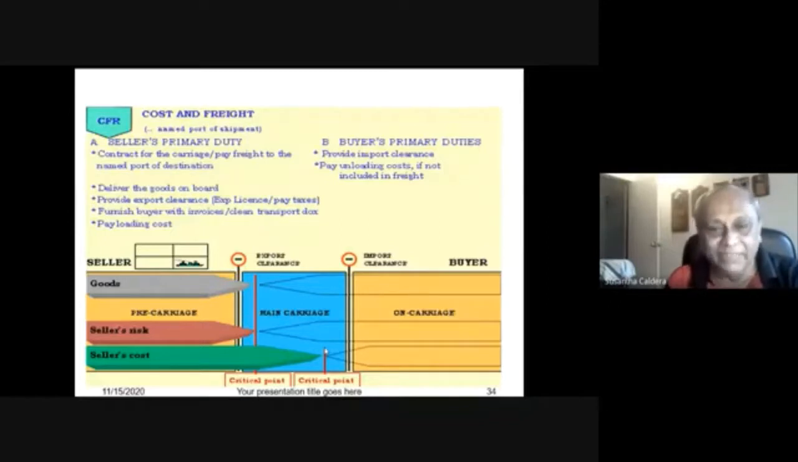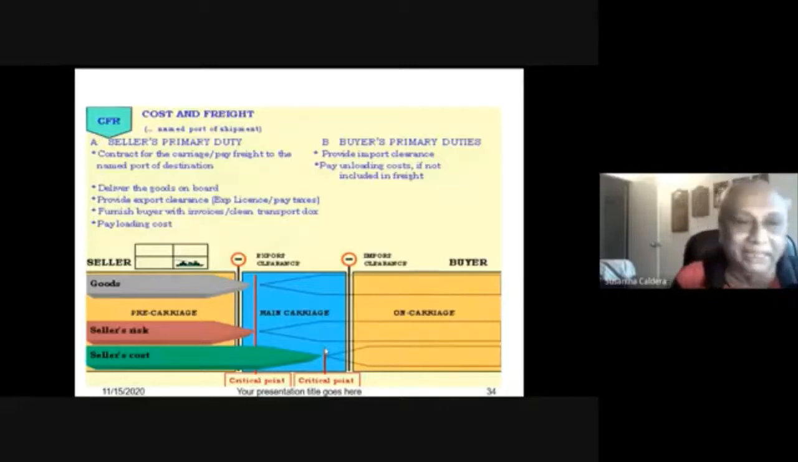settle the freight. Now, who pays? Then who arranges? Right? So here, the seller's primary duties are to deliver the goods on board, provide the export clearance, export license, furnish the buyer with invoices, clean import document, pay loading cost. First, contract for the carriage, pay freight to the named port of destination. Right? Then the buyer's primary duty is to provide import clearance and pay unloading cost if not included in freight.